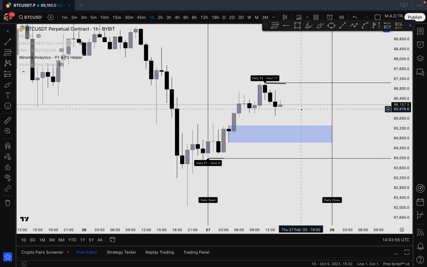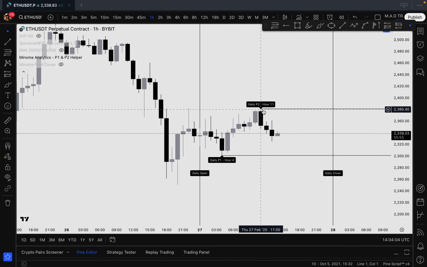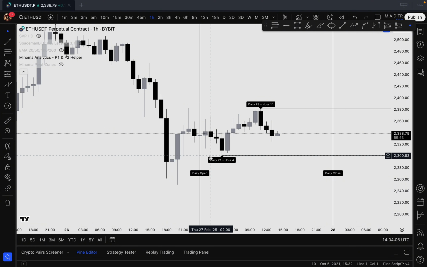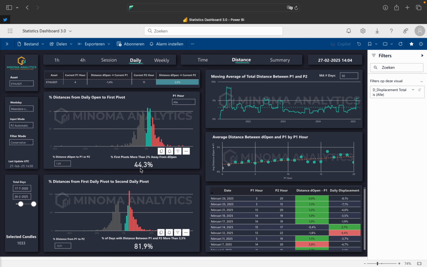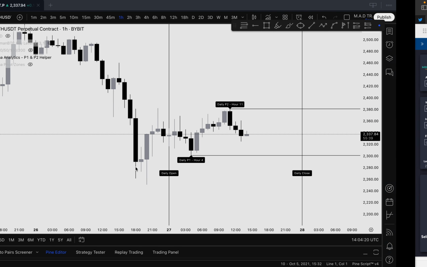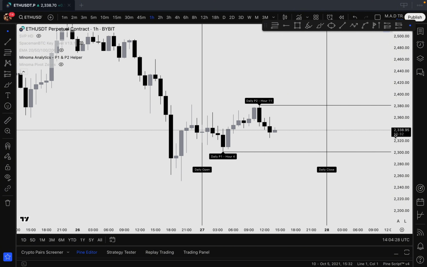If we look, for example, at ETH, we can also see that here the distance between the daily low and the daily high is a bit less compared to Bitcoin. So then we can look, what is it saying for ETH? Let's go to ETH. Look, here we see that in 44% of the cases that low can be taken out. So yeah, that's not too confident.